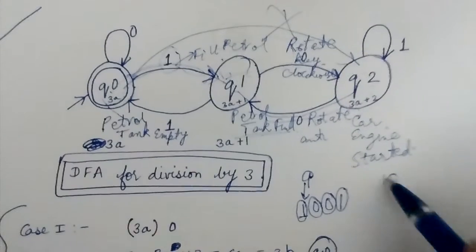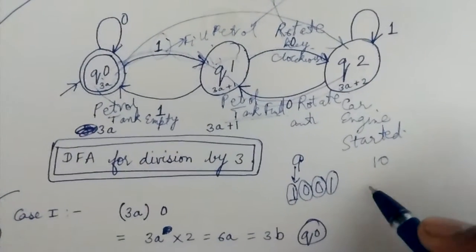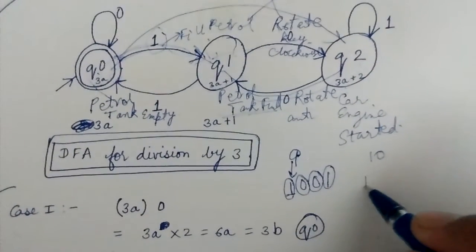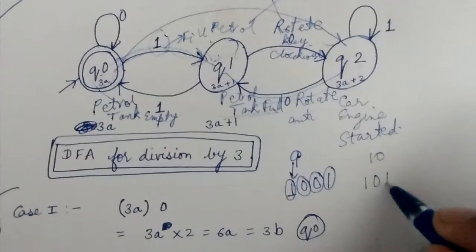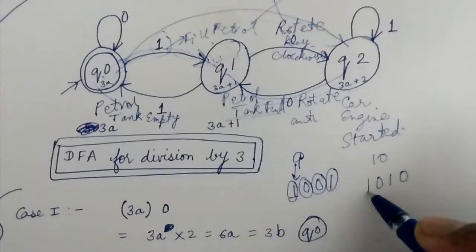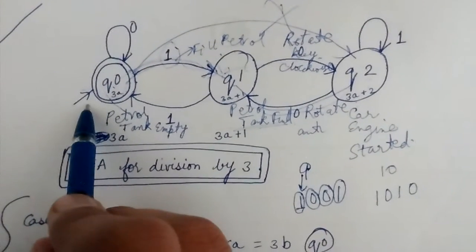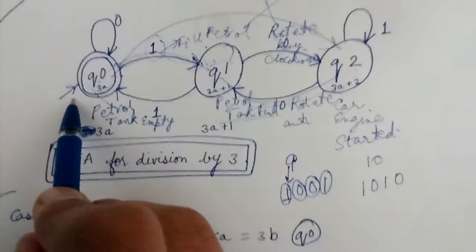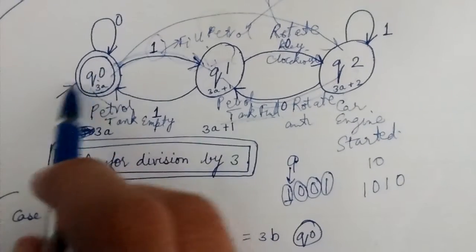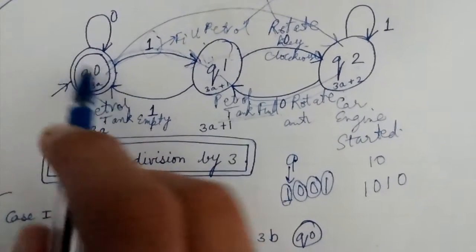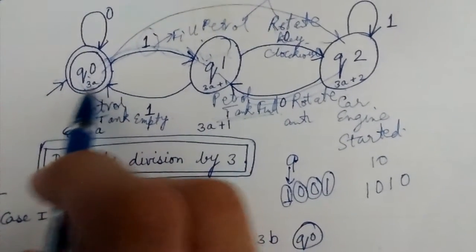Let us consider another example. Let's say 10. So what will be its bit representation? 1 0 1 0. We give 1. Initially we are in this state because this state is marked as the start state, because when no bit is given, then we assume the number to be 0, which is of the form 3a.